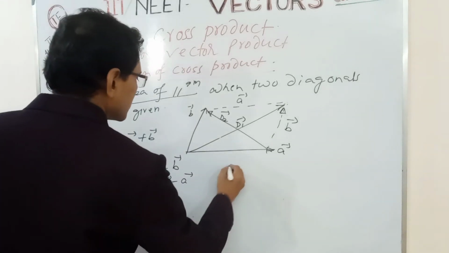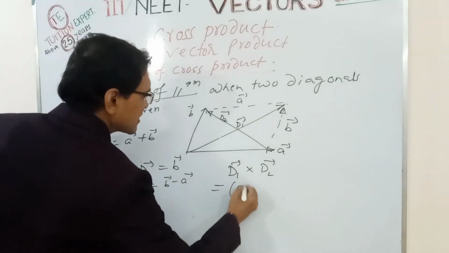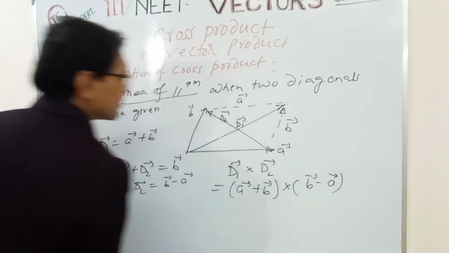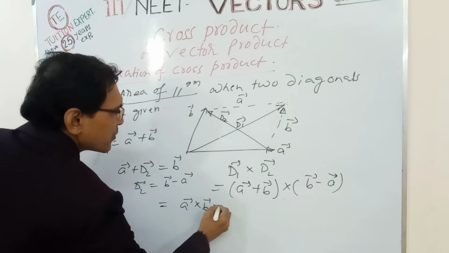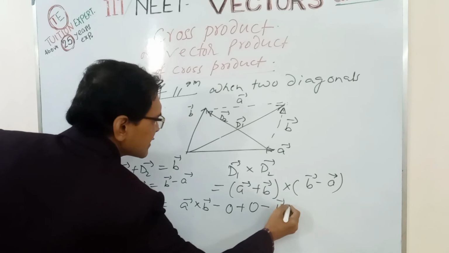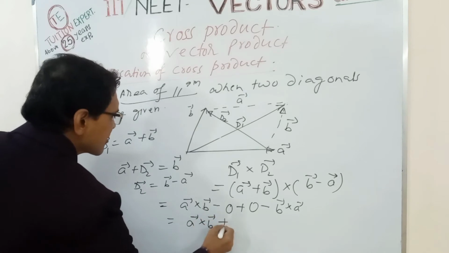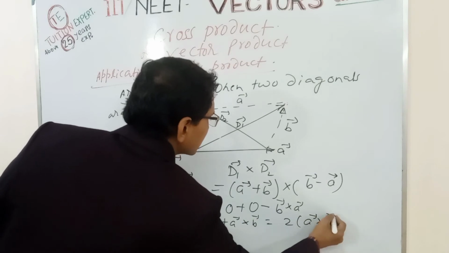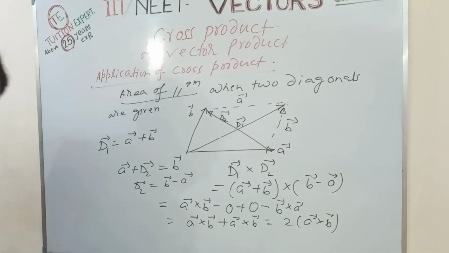We get two diagonals. Now D1 cross D2. What is the result of D1 cross D2? Multiply this: a cross b minus a cross a, which is 0, plus b cross b, which is 0, minus b cross a. Now minus b cross a means a cross b. So this becomes 2 of a cross b. So 2 of area of the parallelogram. A cross b means area of parallelogram.